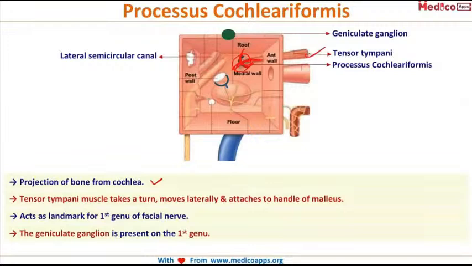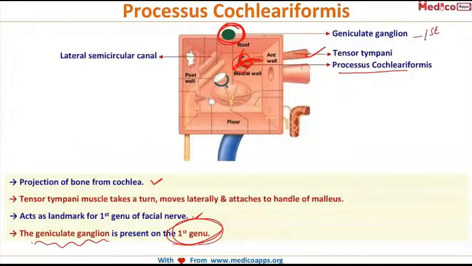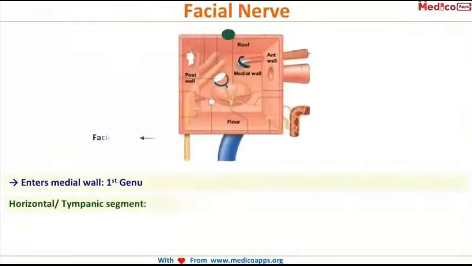This processus cochleariformis acts as a landmark for the first genu of the facial nerve, and also the geniculate ganglion is present on this first genu. So here is your geniculate ganglion. It is present on the first genu of the facial nerve, and the processus cochleariformis acts as a landmark for this.